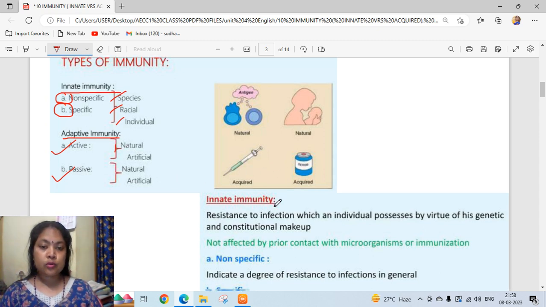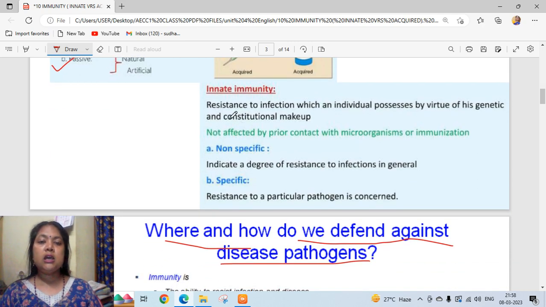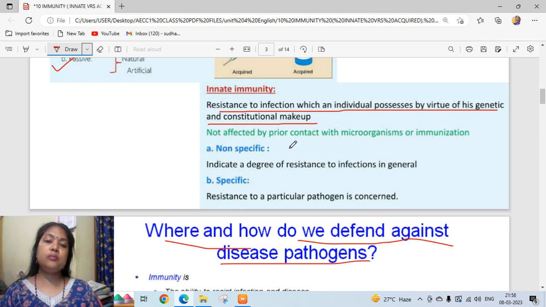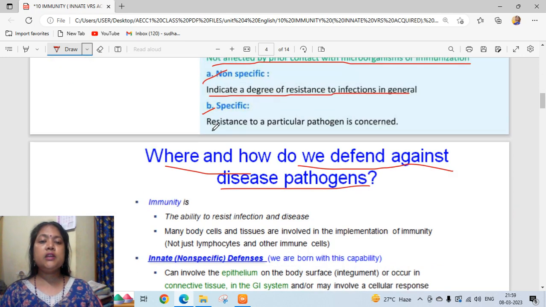Okay, so what is innate immunity then? Innate immunity is resistance to infection which an individual possesses by virtue of his genetic and constitutional makeup, and is not affected by prior contact with microorganisms or immunization. It is of two types: non-specific, which indicates a degree of resistance to infections in general, and specific, meaning resistance to a particular pathogen.